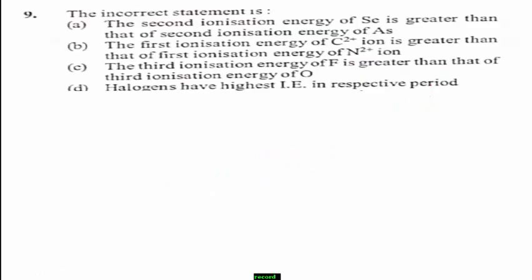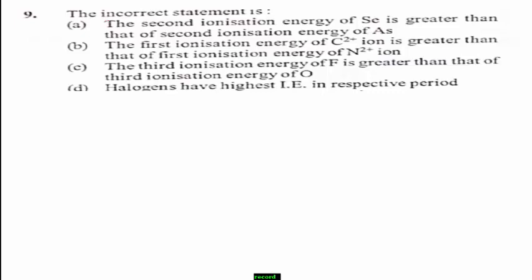Next, question number 9. The incorrect statement is: Option A. The second ionization energy of selenium is greater than the second ionization energy of arsenic. Option B. The first ionization energy of C2+ ion is greater than the first ionization energy of N2+ ion. Option C. The third ionization energy of fluorine is greater than the third ionization energy of oxygen. Option D. Halogens have the highest ionization energy in their respective period. Which one is the right answer?